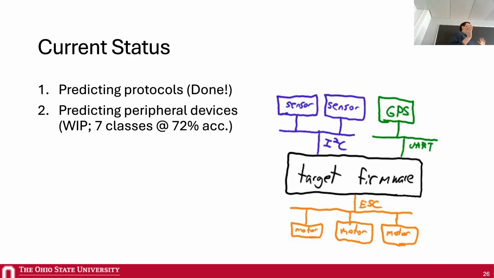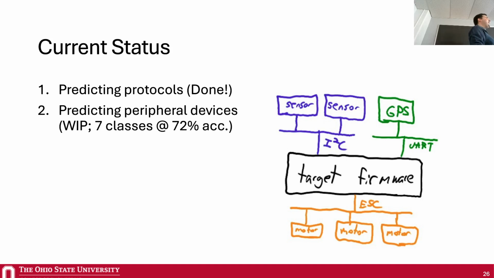Just as a full disclosure, this work is still a work in progress. We have achieved the first step of our goal, which is being able to recover the protocols being used, which is what I'm going to predominantly talk about here. We are also starting to have initial success in being able to fingerprint and predict the peripherals from a class of 7 categories.